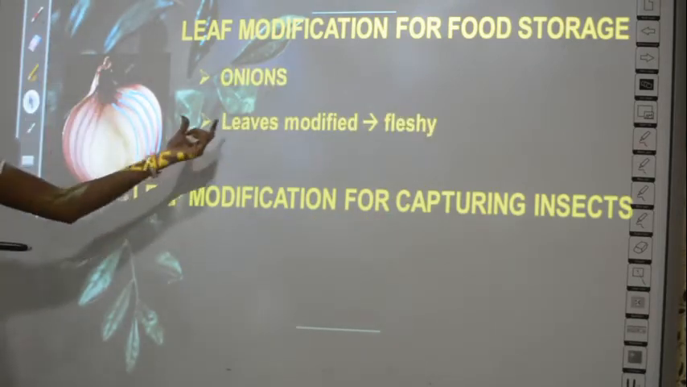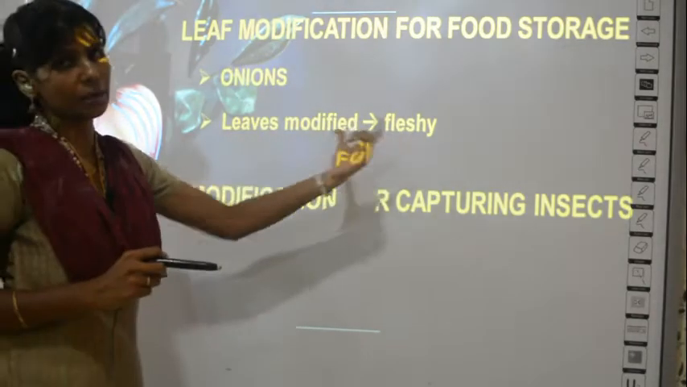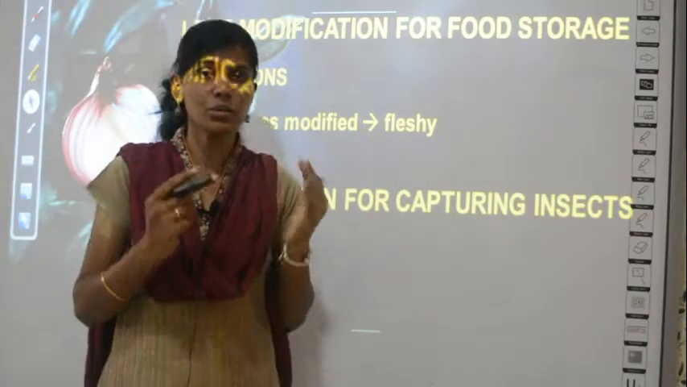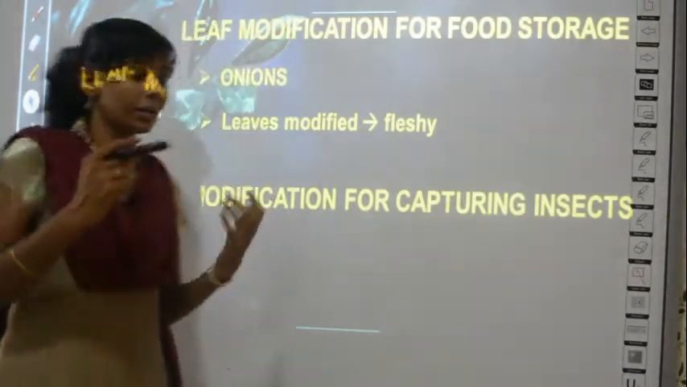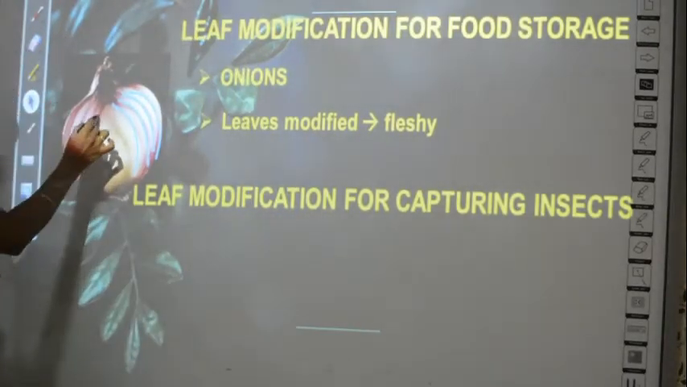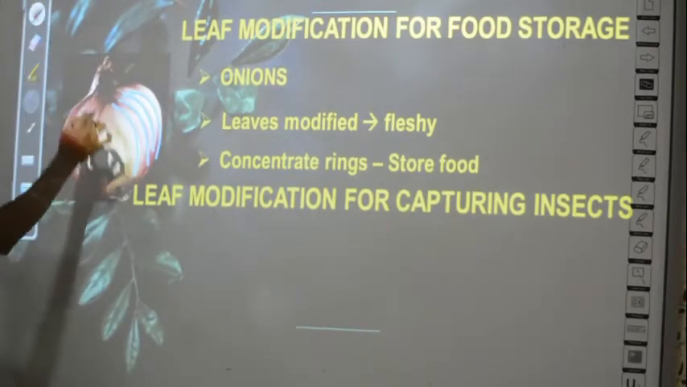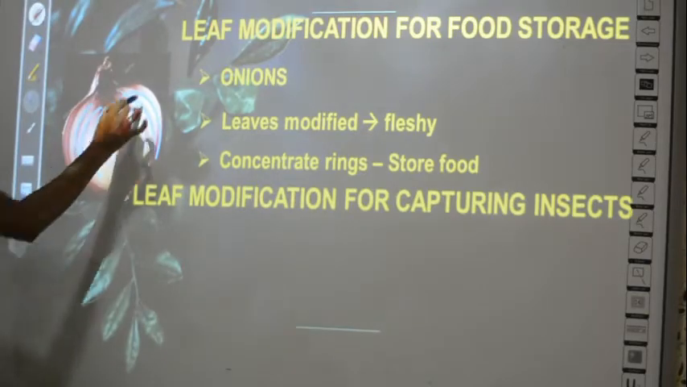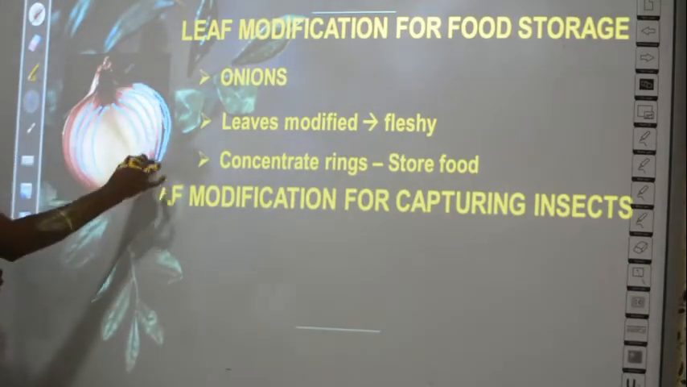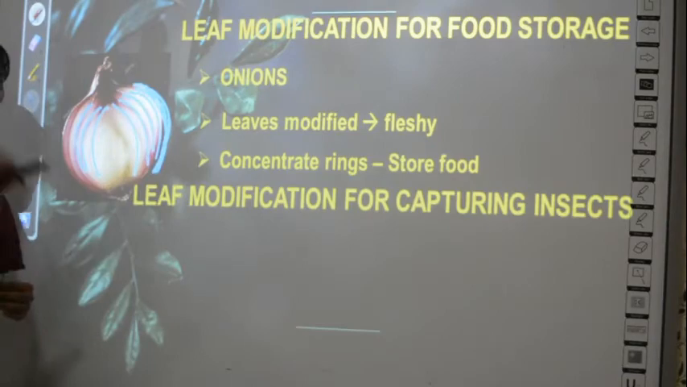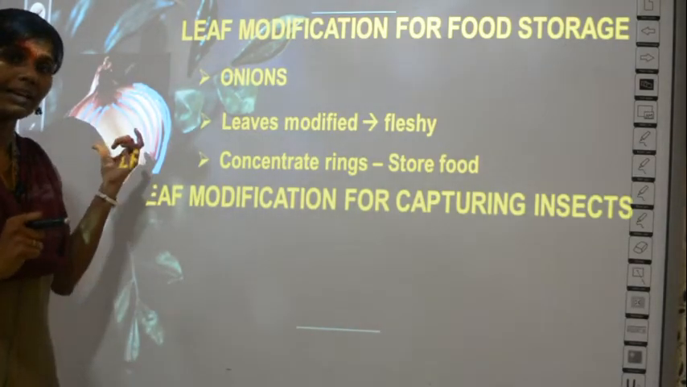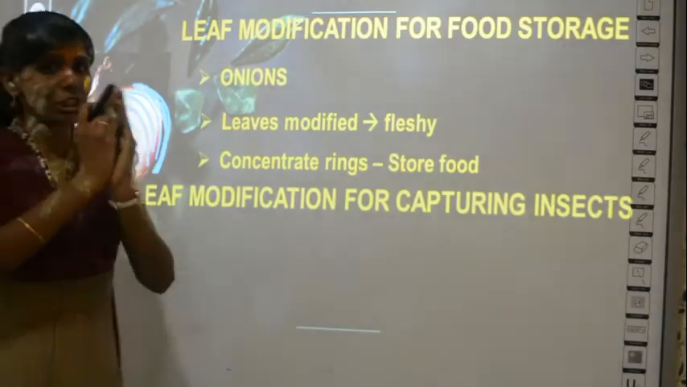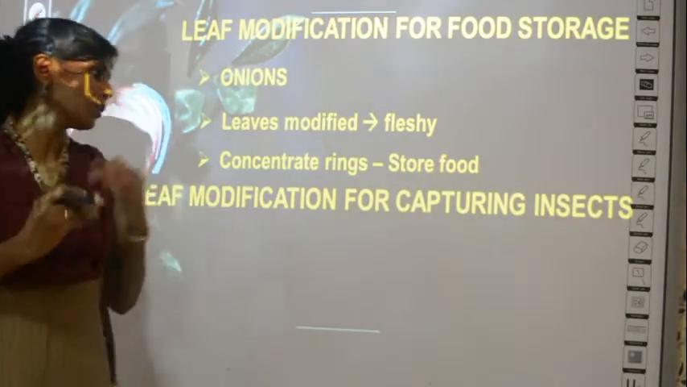Onions, that is, the leaves are modified into fleshy ones. The outer layer is modified into scales, and the inner fleshy layers are also modified leaves only. I think you must not have imagined, all these layers are leaves only, and the outer layer is also a leaf, but it is a dried one. So the use of it is protection. The inner layers are in a fresh form, and it helps in storage of food.